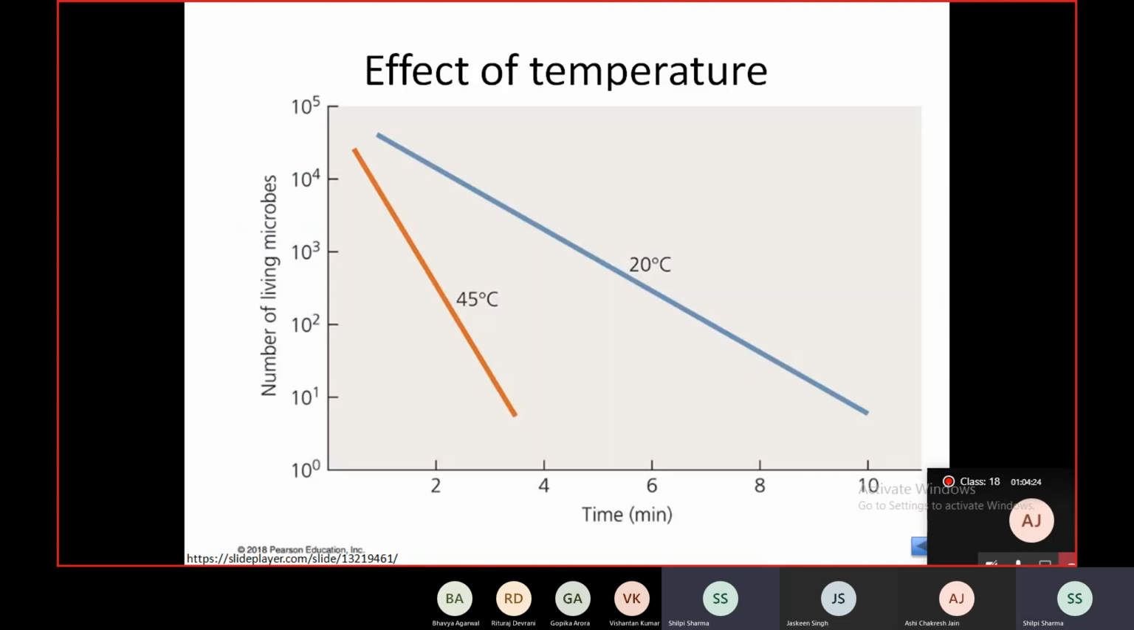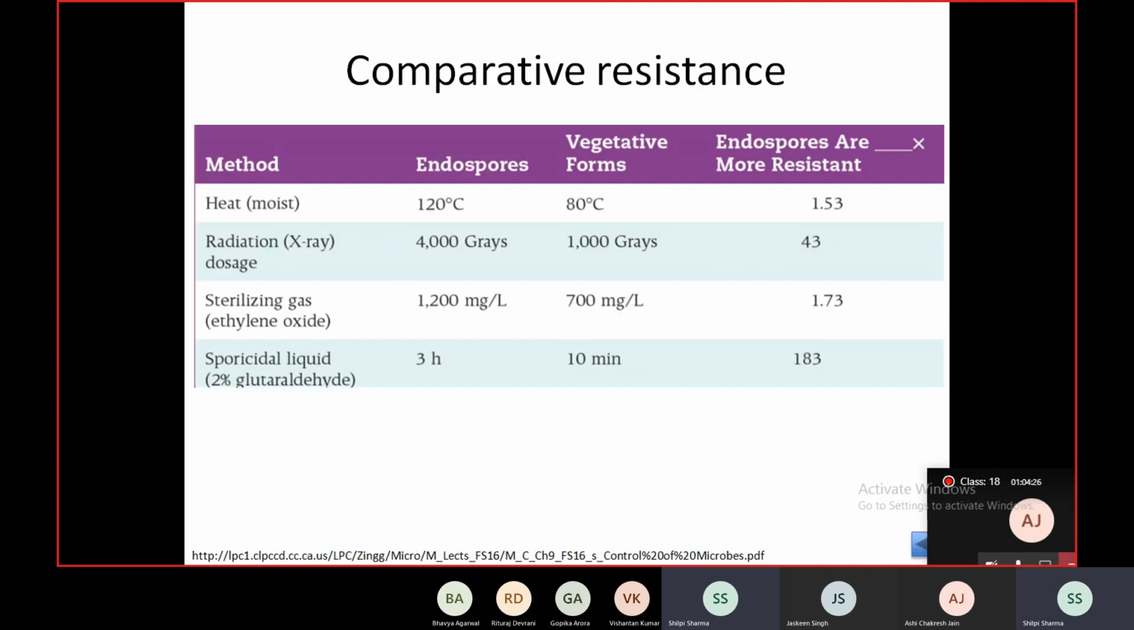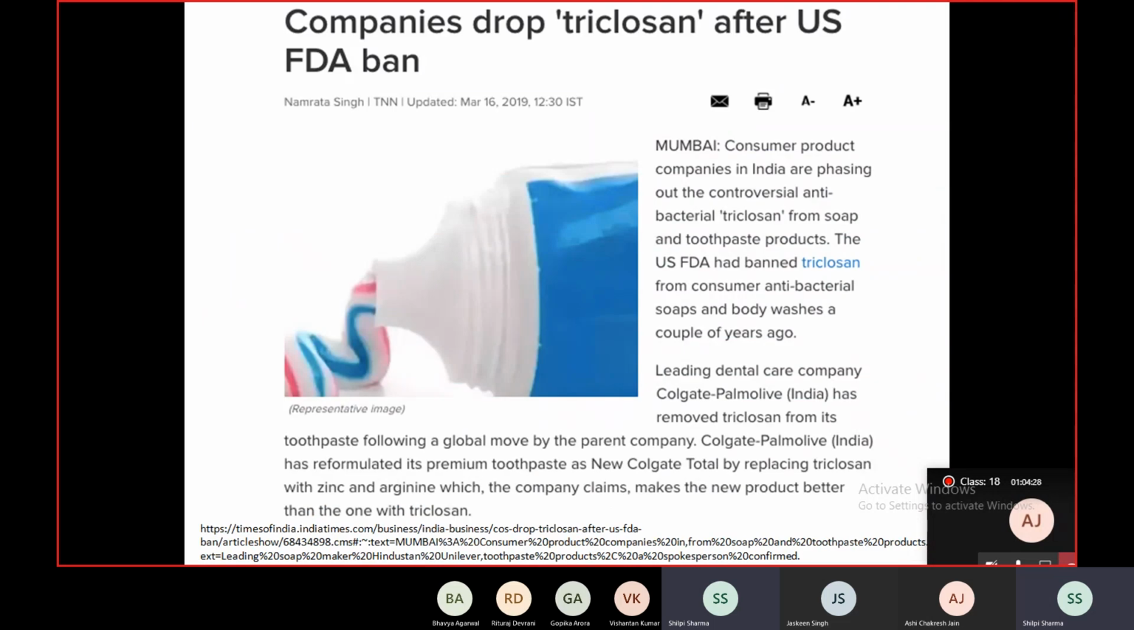Yes, students, that will be it for controlling microorganisms. If there is any doubt, you may ask me. Any doubt even related to some of the other topics that form a part of the syllabus of minor.